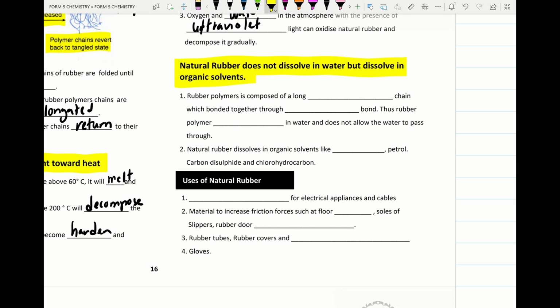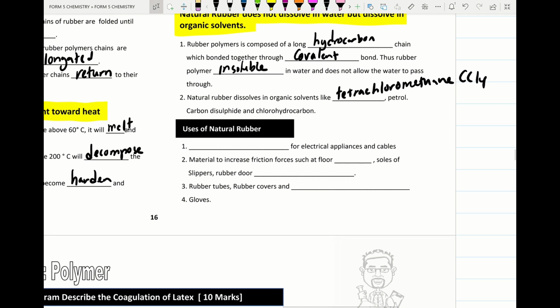The natural rubber does not dissolve in water but dissolves in organic solvent. The rubber polymer is composed of a long chain of hydrocarbon bonded together through covalent bond. Thus, the rubber polymer is insoluble in water and does not allow water to pass through. The natural rubber dissolves in organic solvent like tetrachloromethane solution CCl4, petrol, carbon disulfide, and chlorohydrocarbon solution.